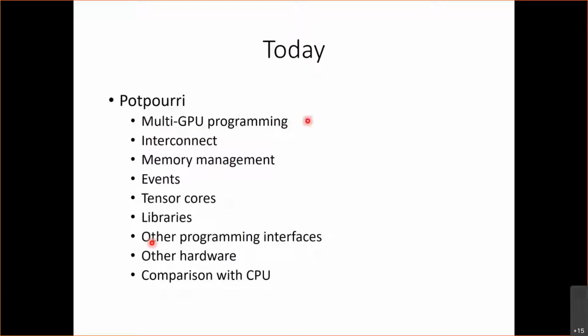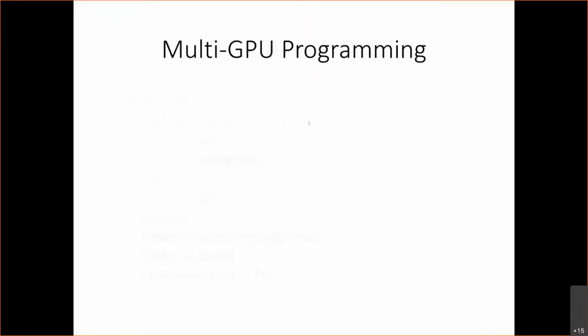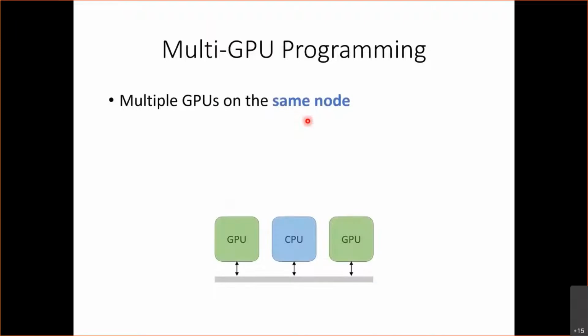So we'll get started with multi-GPU programming. With multi-GPU programming, we can have multiple GPUs on the same node. So far the model that we've been dealing with is where we have a CPU and a GPU, and then the CPU offloads work to the GPU. But in fact, we can have a CPU connected to multiple GPUs. And if we have a CPU connected to multiple GPUs, the CPU will need to somehow tell each GPU what to do and orchestrate the work across the GPUs.